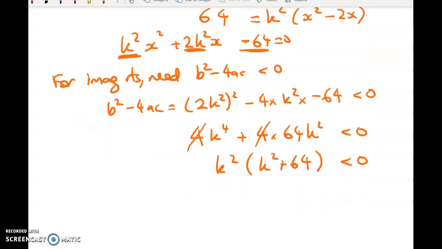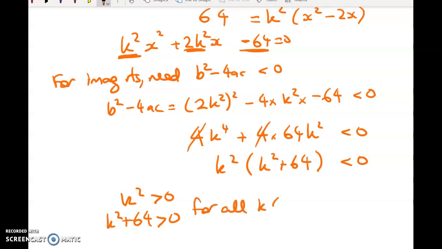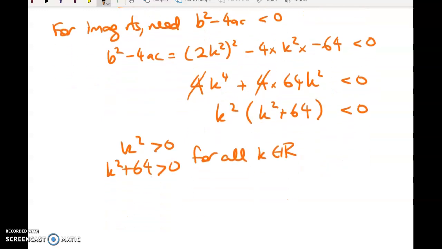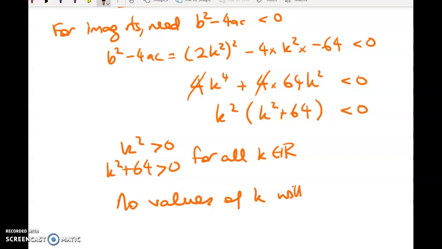It's that. So k squared is greater than 0, and so is k squared plus 64, for all k real numbers. So the answer here is no values of k will give imaginary roots. So there you go. Pretty straightforward.